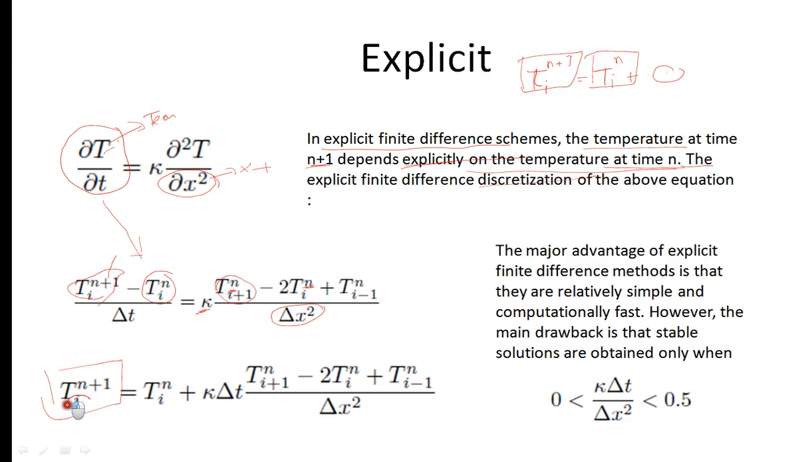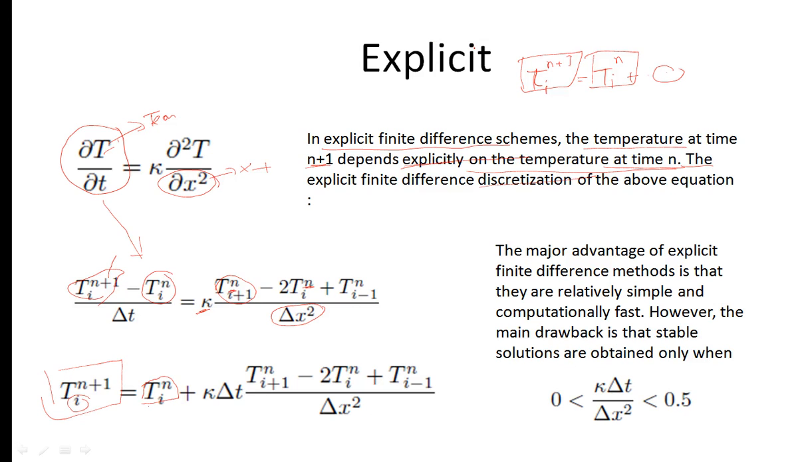Future temperature at point i is dependent on the temperature at point i at present, plus k delta t divided by del x square, times T at i plus 1 and i minus 1. You know the central difference discretization, right? So from this came the explicit finite difference.